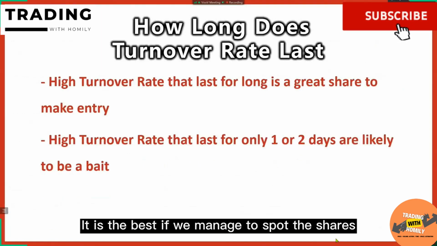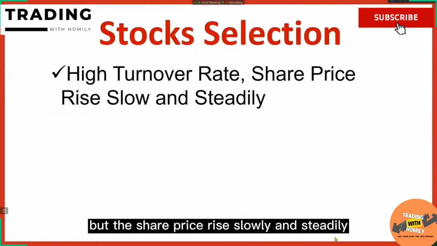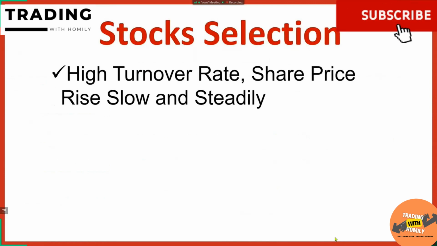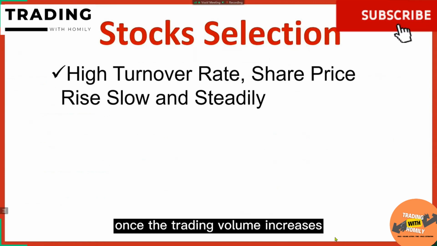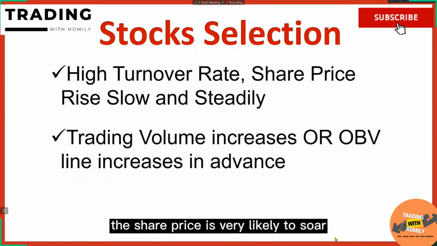It is best if we manage to spot shares with a high turnover rate but whose share price rises slowly and steadily, especially the ones with the moving average lines in sequence. For this kind of share, once the trading volume increases or the OBV line goes up in advance, the share price is very likely to soar and we will be able to make a good profit.